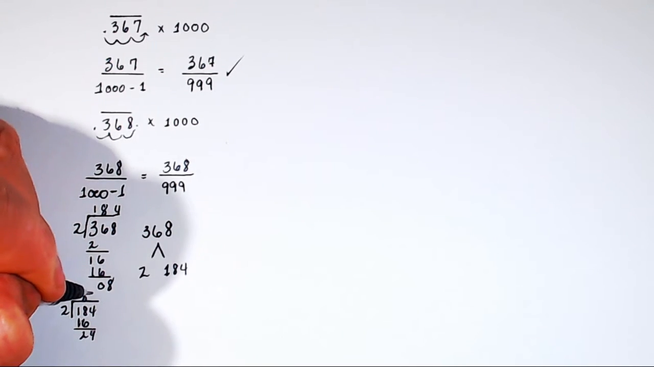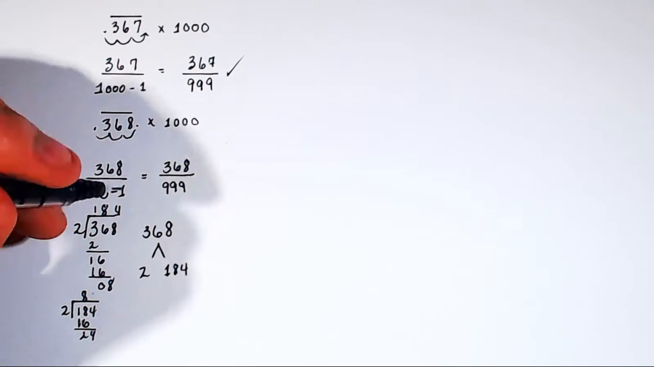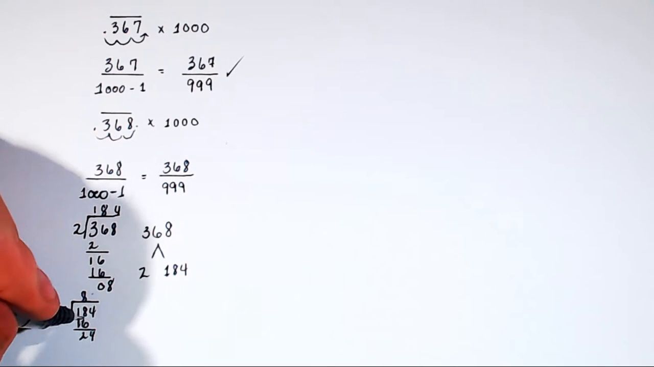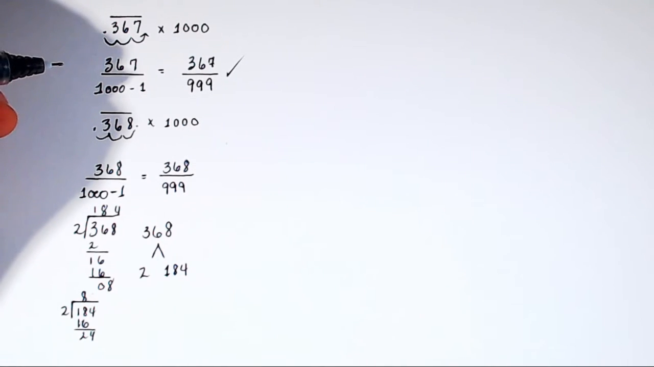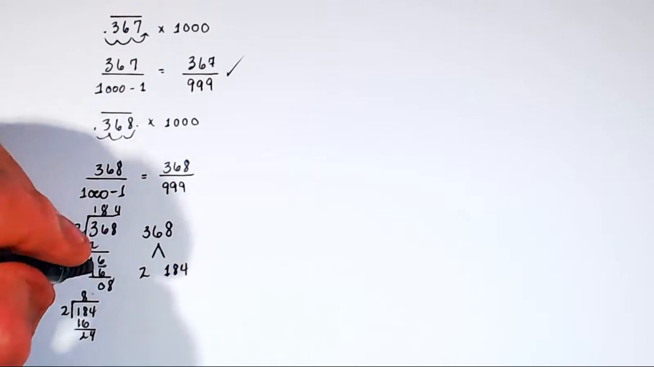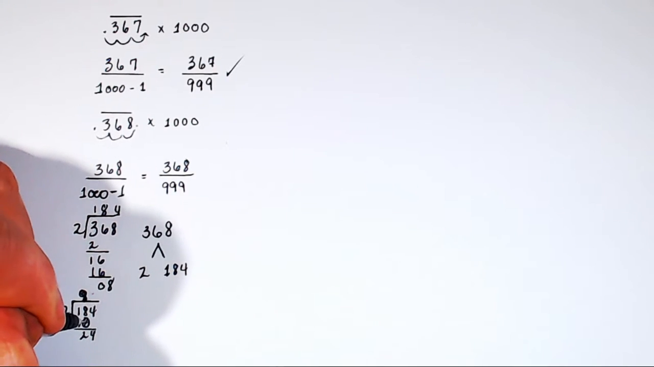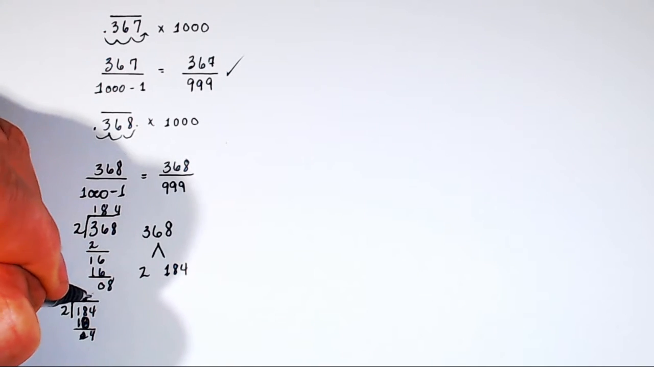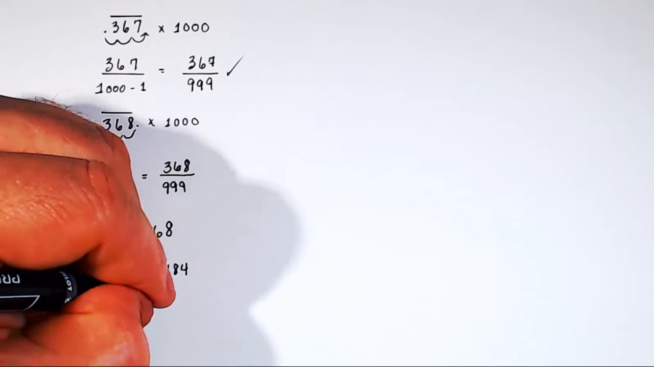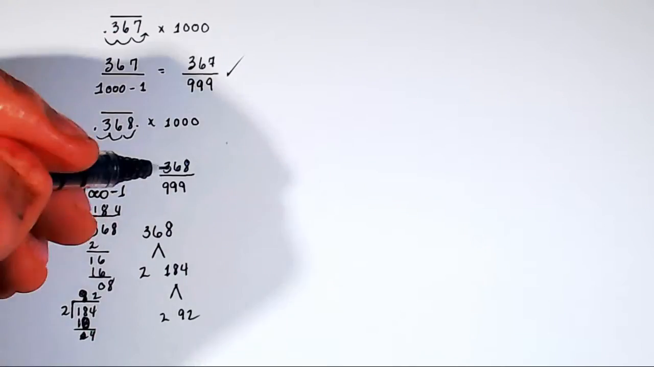2 goes into 24, 12 times. What did I do wrong? 2, 16, 24. Oh, dummy. 9 times 2 is 18. I don't know what I was thinking. So 2 goes into 4 2 times, so I have 92. 2 times 92. I don't know what I was thinking back there.